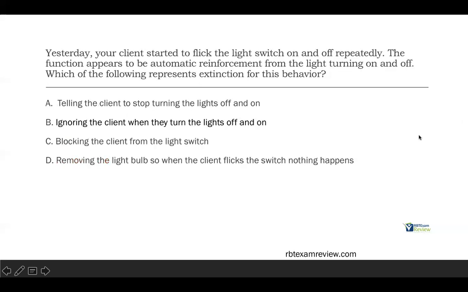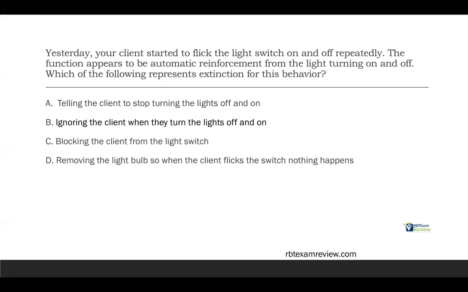All right. Yesterday, your client started to flick the light switch on and off repeatedly. The function appears to be automatic reinforcement from the light turning on and off. Which of the following represents extinction for this behavior? Extinction question. Okay, a lot going on here. So what's the behavior? Flicking the light switch on and off.